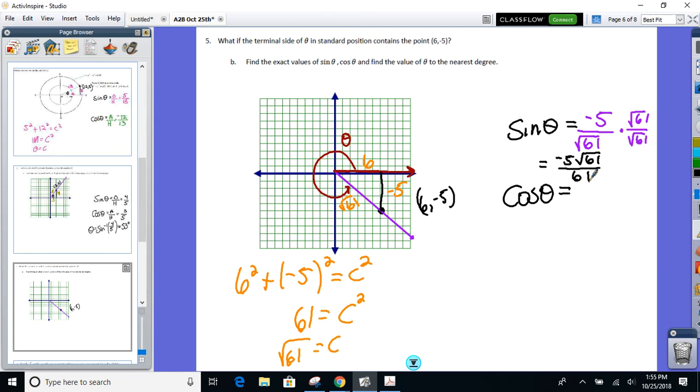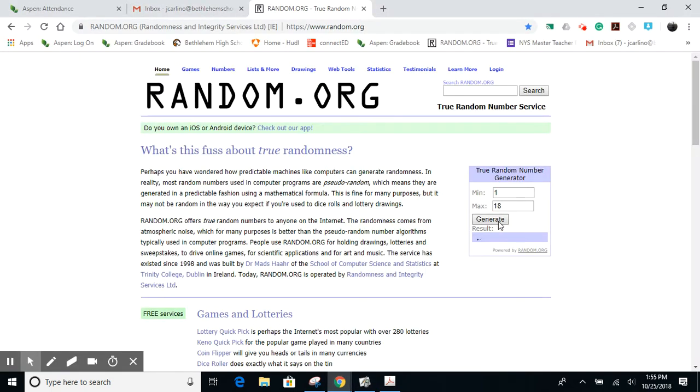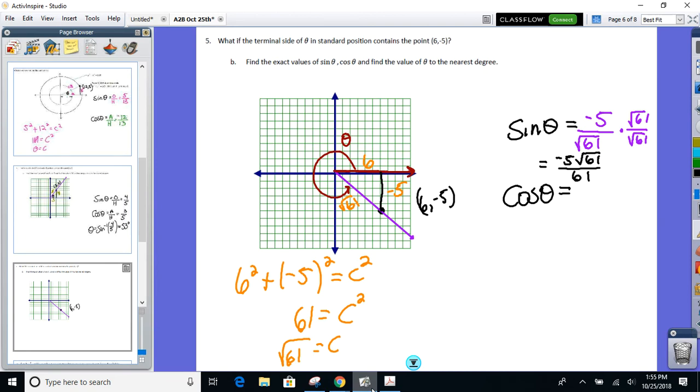Quick question before I even started. How did I know this answer was going to be negative? Because it's fourth quadrant and we're finding sine. Yes, it's all making sense, maybe. Cosine. Why does this one come out to be positive? Yeah, you're darn right it is.